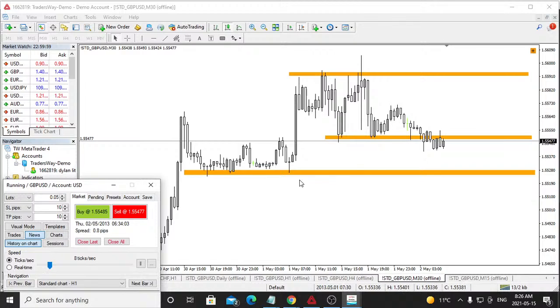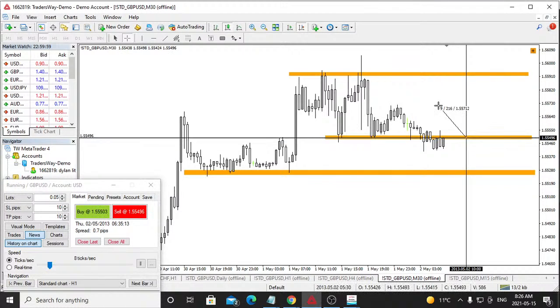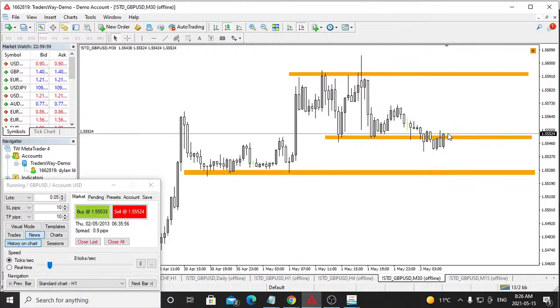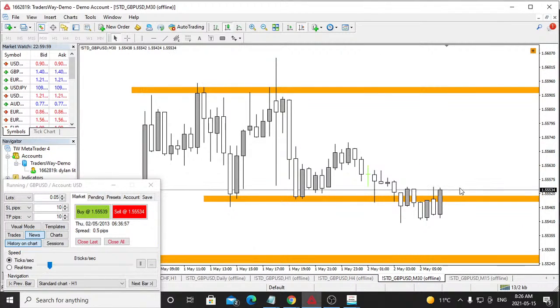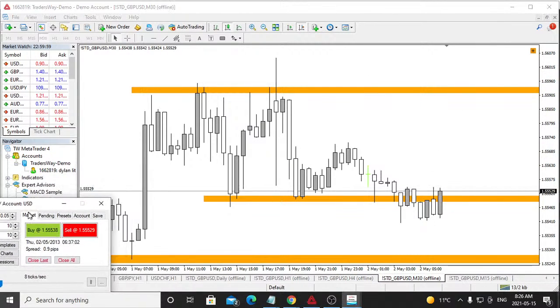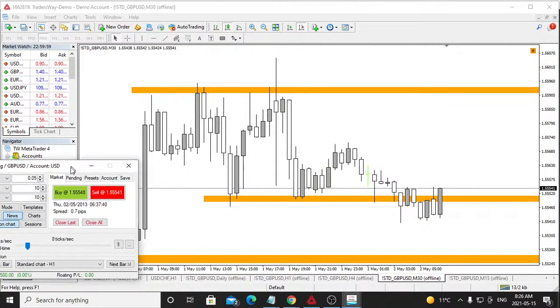Possibly, but you still have this level of resistance here, this level of resistance right here is about 20 pips away, so it's kind of difficult at this point. I wonder if it breaks this high, will it continue up? I wonder.